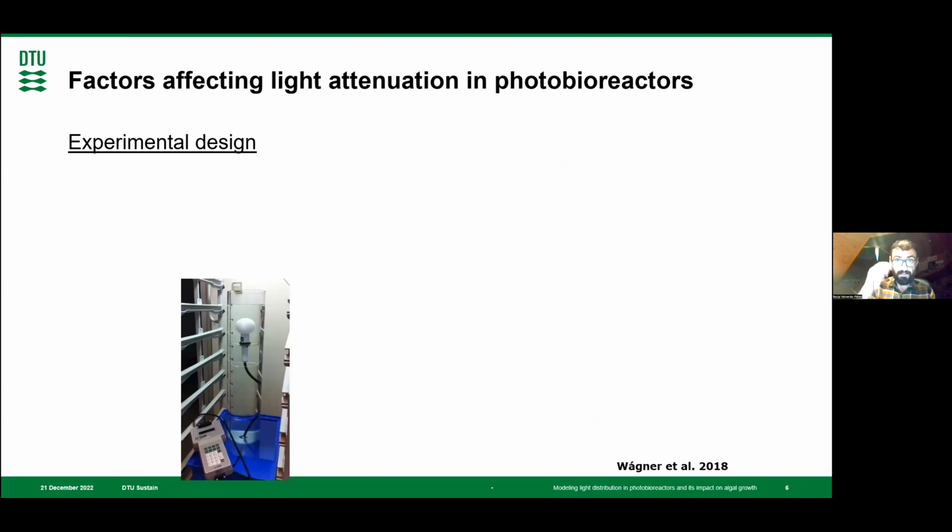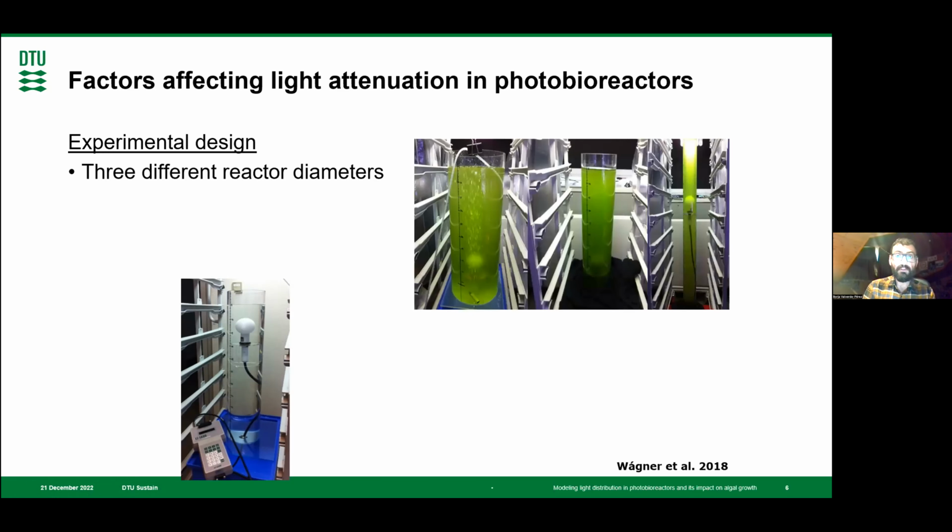How we analyze this effect is with this kind of column reactors that you see in the figure. What you see inside the column is a light sensor that we could move up and down, so we could get the light intensity as a function of the depth in the photobioreactor. So we tested this in 3 different configurations because we wanted to assess if the geometry of the photobioreactor plays a role on how the light is being distributed, and if we can account for this with modeling.